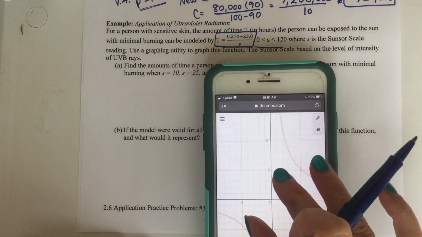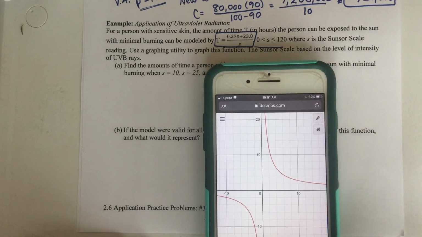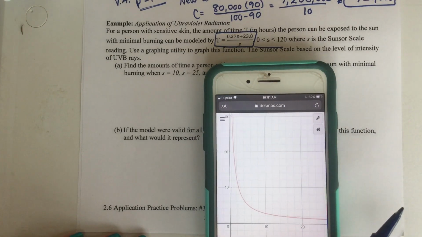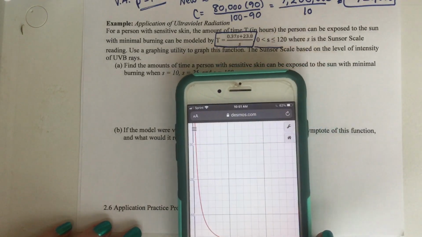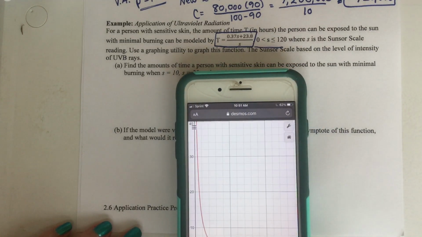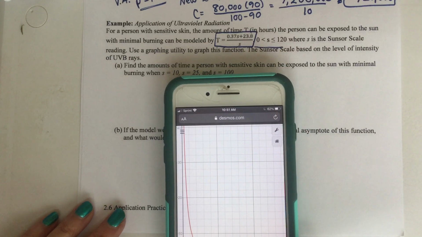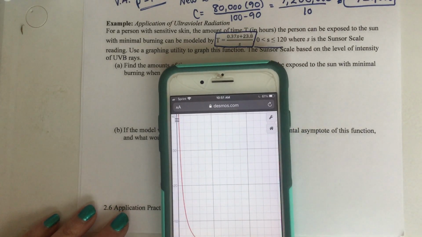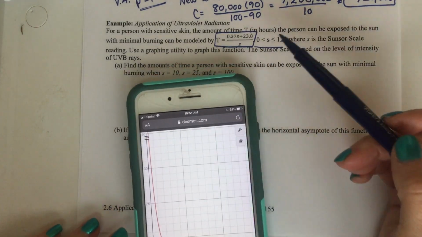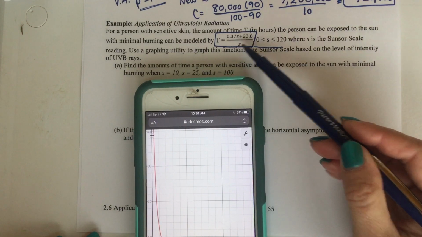So here is the graph. Hey, this one I didn't have to change the window. But notice, okay, we're going 0 to 120. So I am only looking at the right half of the graph because of the domain. We're not looking at the left. Notice I do have that vertical asymptote at 0.